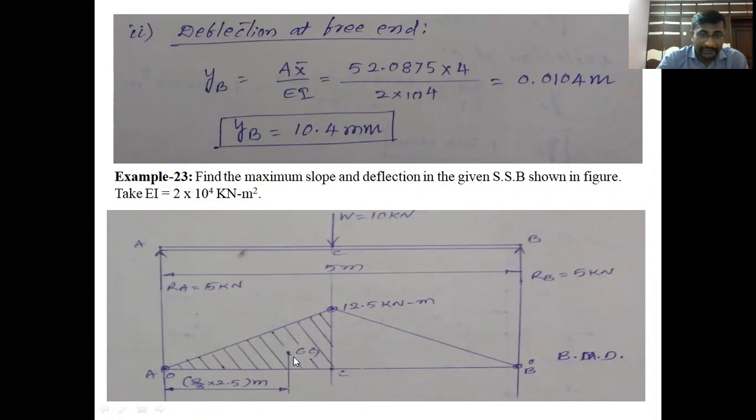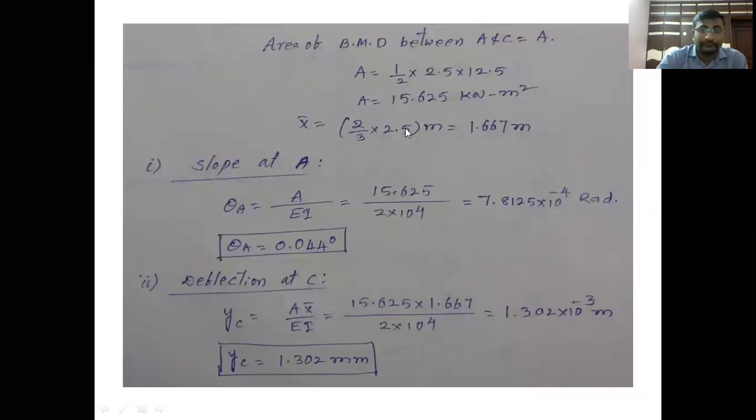the distance of the center of gravity of the shaded area from the apex, from A. At what distance will it be? The total distance between A and C is 2.5, and it lies at 2/3 of this 2.5 meter distance. Okay, 2/3 of the total distance. 2/3 into 2.5 is 1.667 meters. So the center of gravity of the shaded area lies at a 1.667 meter distance.